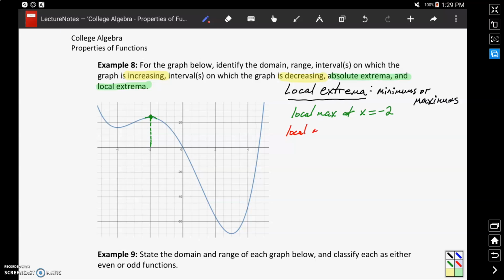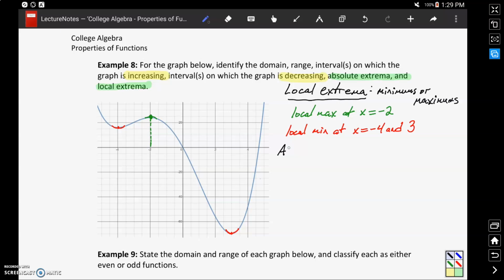and similarly we could identify, in this case, two local minimums, one at -4 because that function value at -4 is lower than any of the function values to either side, and also at +3. So our function values at those two values for x are lower than all of those surrounding function values, giving us a valley. So we have a local minimum at x equals -4 and +3.